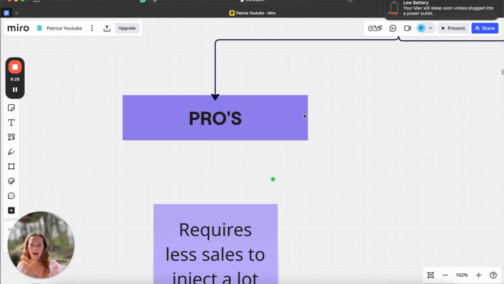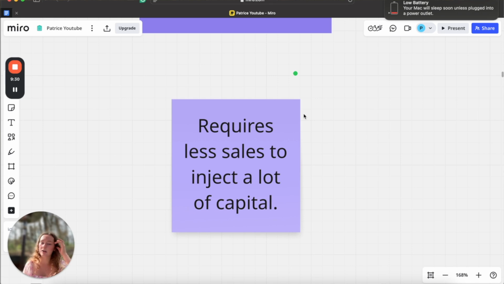Some pros of high ticket: it requires fewer sales to inject a lot of capital. Let's say you need to make 30K ASAP to pay off your car, help out your parents, or pay a medical bill. To make 30K in a low ticket offer, you might have to sell 3,000 people at a price point like $10. But if you sell 30 people at 1K each, that gets you 30K. Or if you sell 3 people at 10K, that's 30K. You'd be surprised that for the amount more money you make, it's not that much more difficult to close them on a sales call, in my experience.